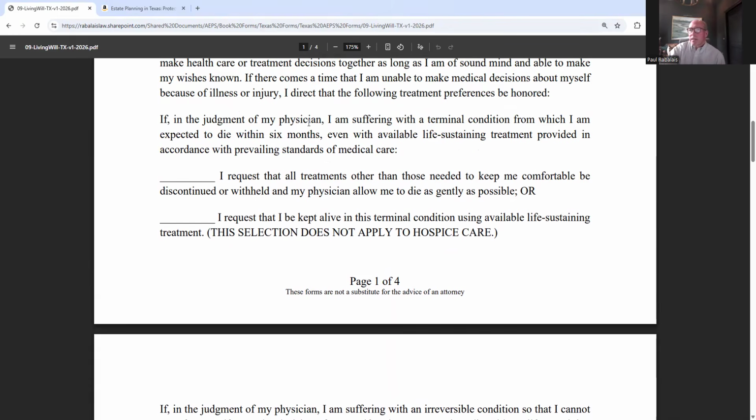So this first one is if in the judgment of your physician, you're suffering from a terminal condition from which you're expected to die within 6 months, even with available life-sustaining treatment, then you can initial here if you want to request that all treatments other than those needed to keep me comfortable be discontinued. Or you can request that you be kept alive in this terminal condition using available life-sustaining treatment. And then there's this provision about hospice care in there. So you'll initial one of those.